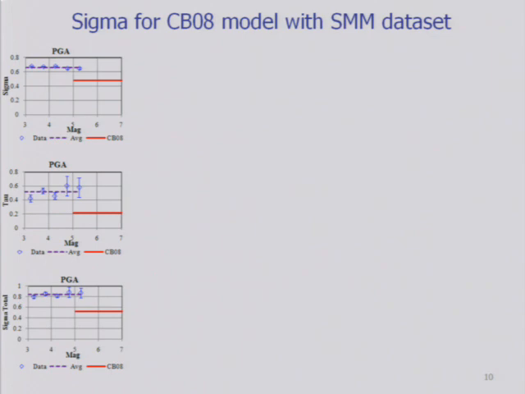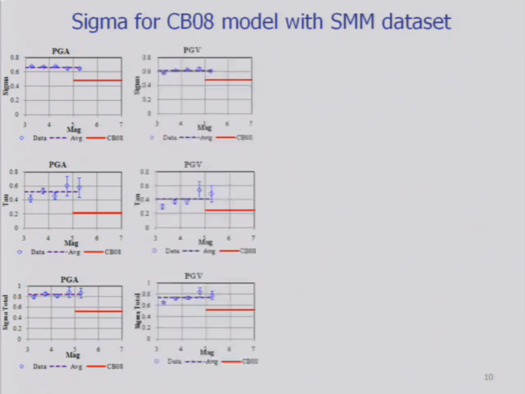And the solid red line shows the predicted standard deviation using the Campbell and Bozorgnia NGA West model for magnitude larger than 5. We notice here that on average, standard deviation for small to moderate magnitude data appears to be significantly larger than what's predicted by the Campbell and Bozorgnia NGA West model. Also, we note that sigma appears to be constant at PGA, while tau is more magnitude dependent.